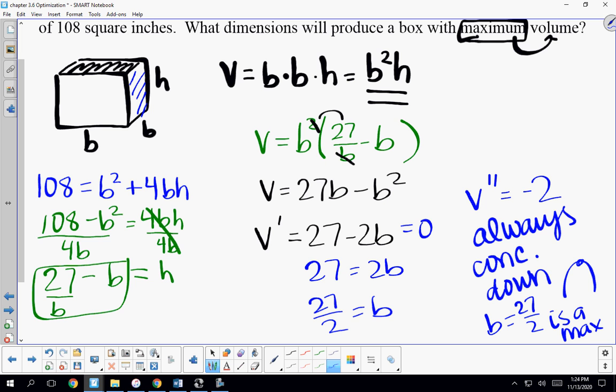And again, the question asks me to find the dimensions. So I'm going to take this and I'm going to plug it in for b in this equation so that I can find the height.